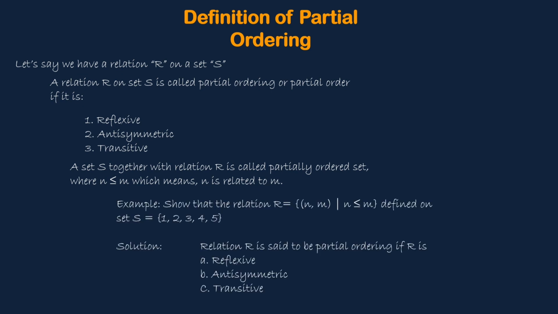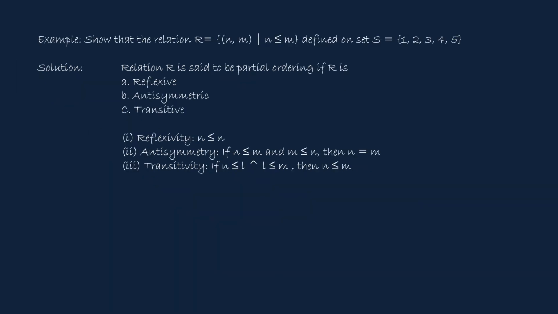Example: show that the relation R, equal to the pairs n, m such that n is related to m, defined on the set S equal to 1, 2, 3, 4, 5, is a partial ordering. Relation R is said to be a partial ordering if R is reflexive, antisymmetric, and transitive. For reflexivity, we can say that it is true. n is less than or equal to n is true in the set S equal to 1, 2, 3, 4, 5.